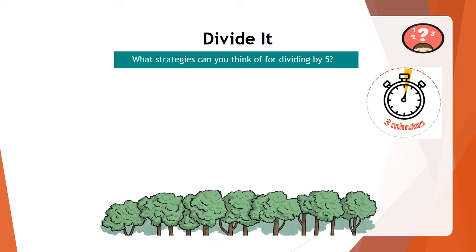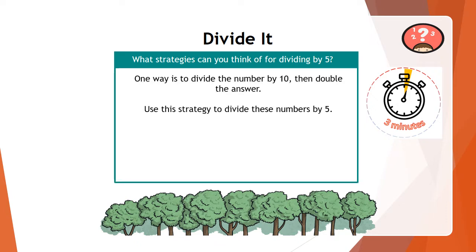So some of the other ways that we can use are to divide the number by 10 and then double the answer. So for example, if I had 400, I could divide that by 10, which would give me 40. And then if I double the 40, I get 80. So 400 divided by 5 is 80. And then we can use the inverse to check our answers. So 80 times 5. 8 times 5 is 40. So 80 times 5 is 400.